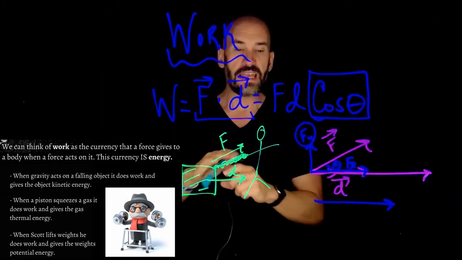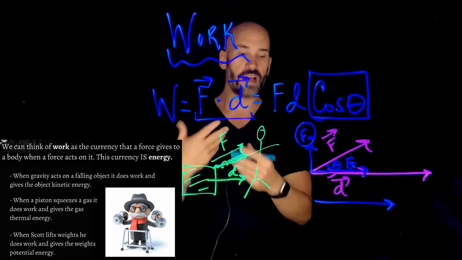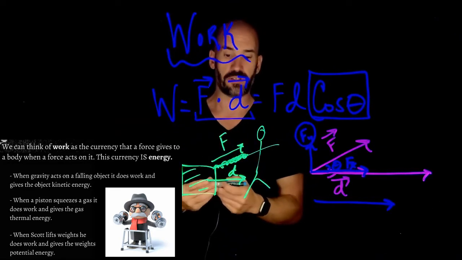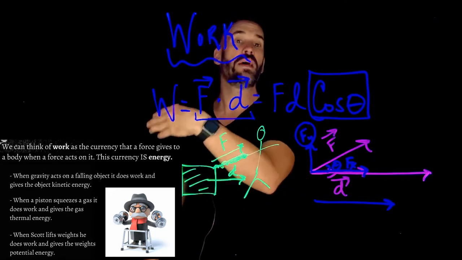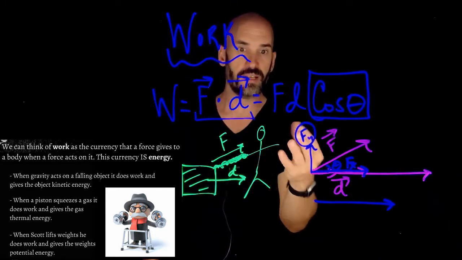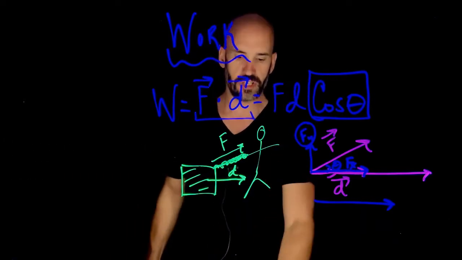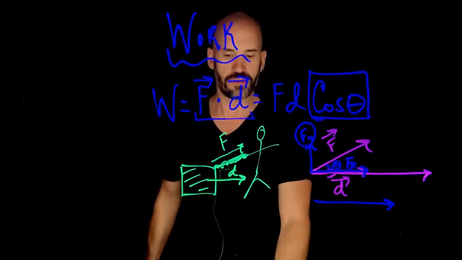Right? So in all cases, when you do work on an object, you're giving it some form of energy currency, right? There are many different types of currency you may be giving it, but it will be some type of energy currency. All right. Pro tip.